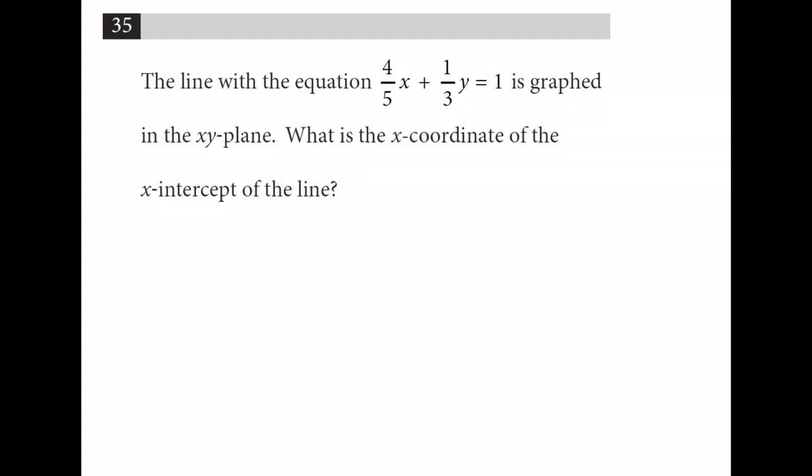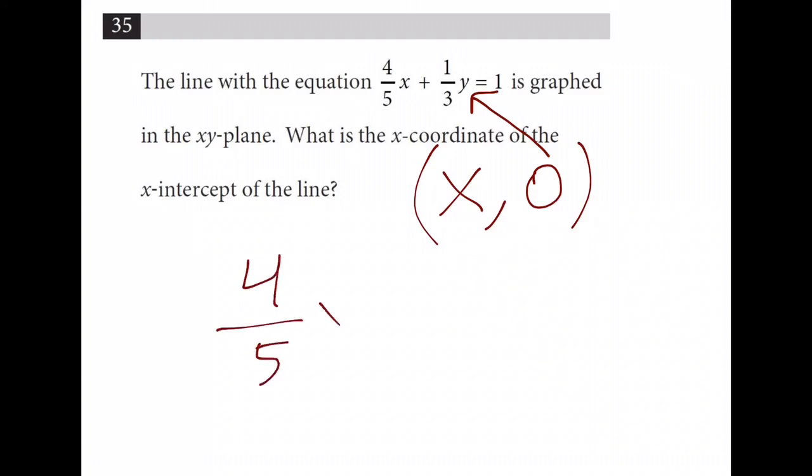35. The line with the equation 4/5 x plus 1/3 y is equal to 1 is graphed in the xy plane. What is the x-coordinate of the x-intercept of the line? By definition, the x-intercept is going to have some value of x and then a 0 for y. So what we can do is we can plug in this 0 for y, and we get 4/5 x plus 1/3 times 0, which is just 0, is equal to 1.